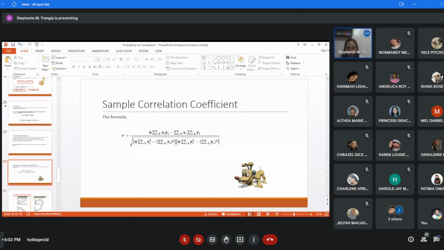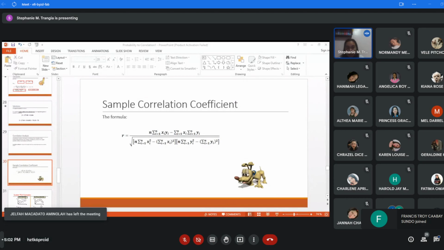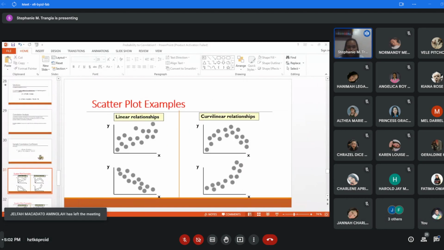The sample correlation coefficient, its value is actually this one. The formula is very similar to B, but the denominator is different. So here are some scatter plots, class, of the relationship between two variables.